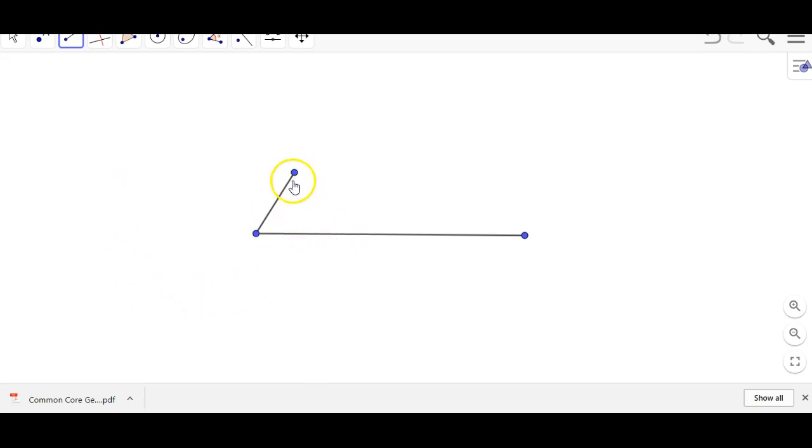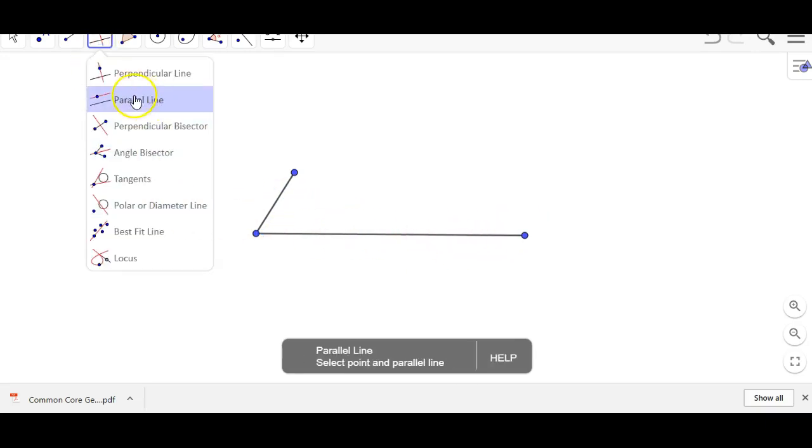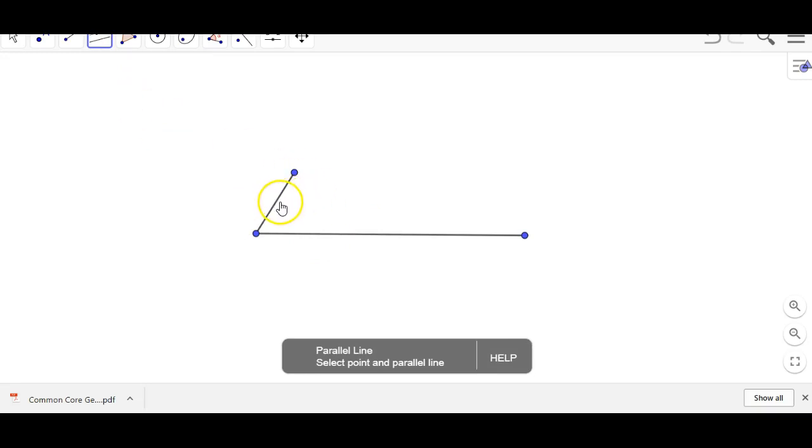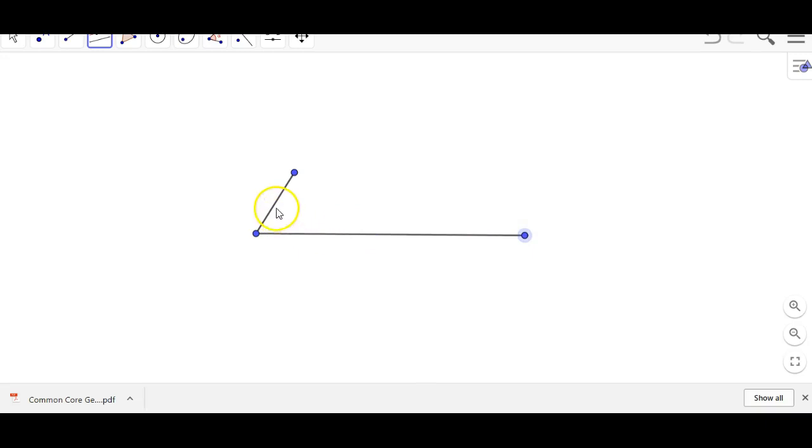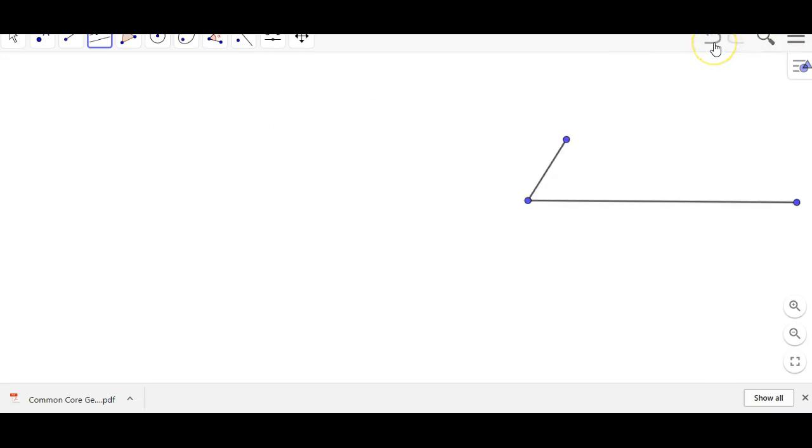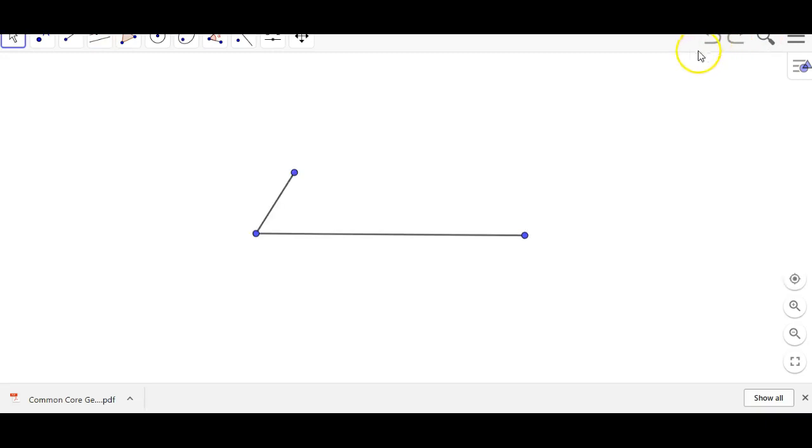Now, I need a line that's parallel over here. So I'm going to use my parallel line tool here. Chrome is freezing up on me, so just be patient with me here. But I am going to use my parallel line construction tool. I'm going to construct a line parallel to this one that goes through here. So watch. Parallel line tool. It needs to go through this point and be parallel to, oh boy, I did that wrong. Let me hit the undo button.